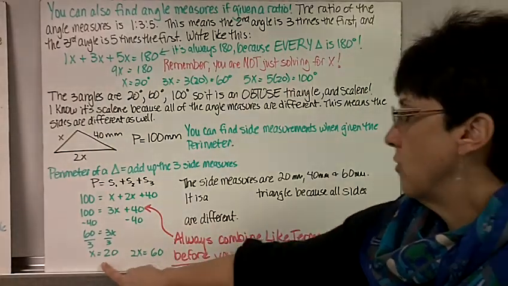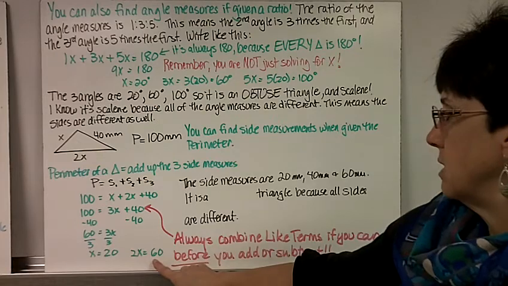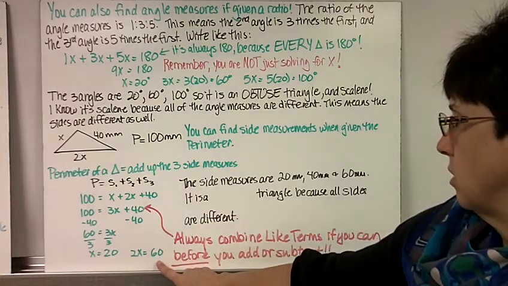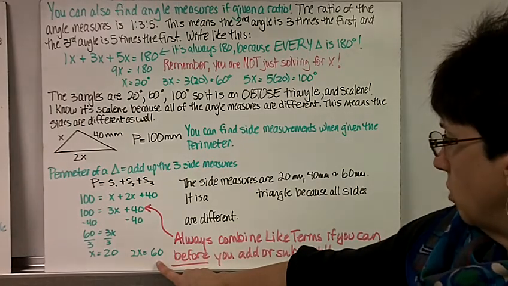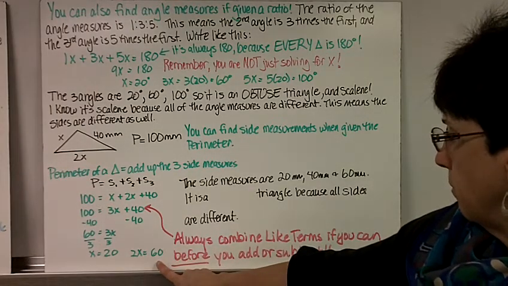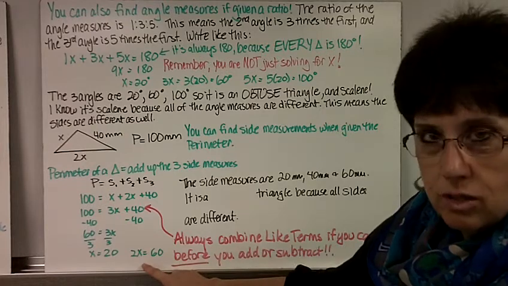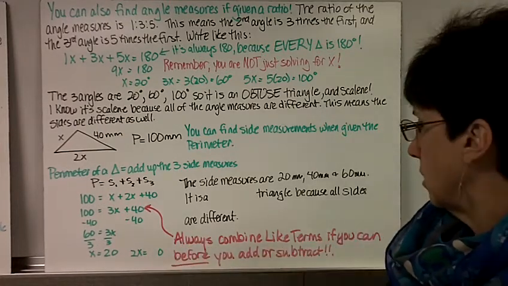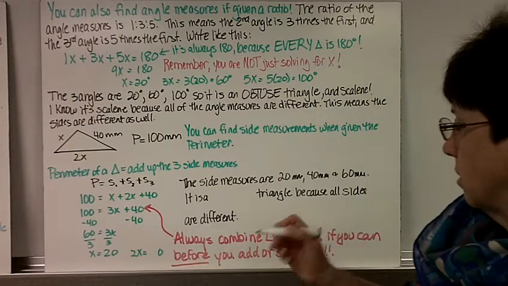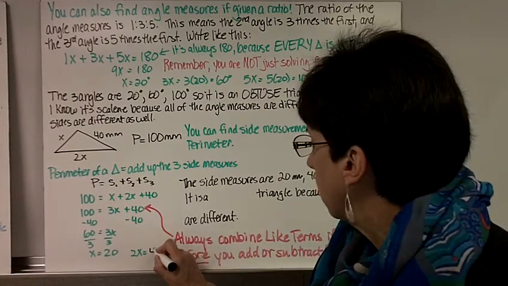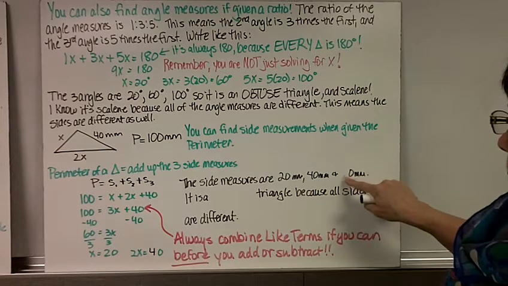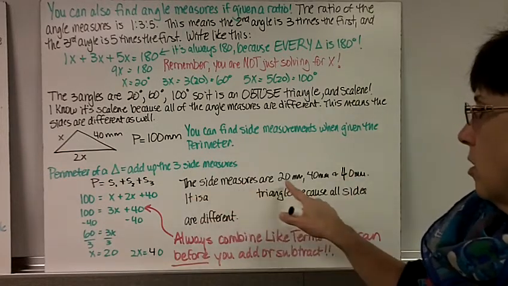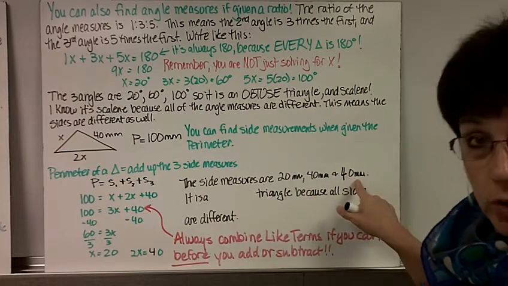So let's check. If I have 20 plus 60 plus 40, does that add up to 100? No. What did I do wrong? Oh, because what's 2x? 2x isn't 60. Silly me. 2x equals 40. Okay, the side measures are 20, 40, and 40.